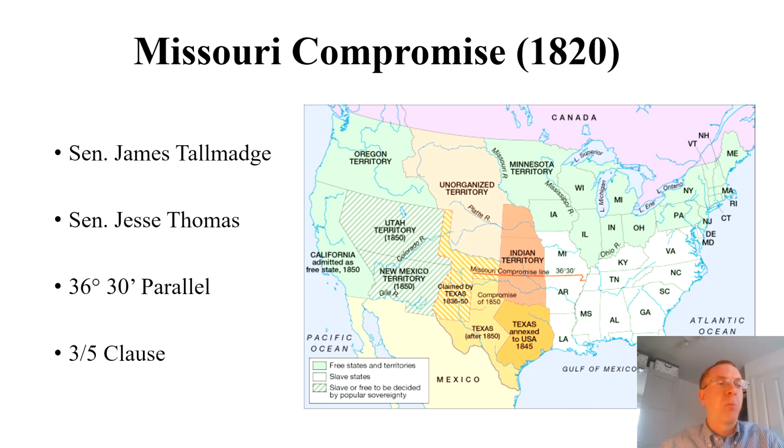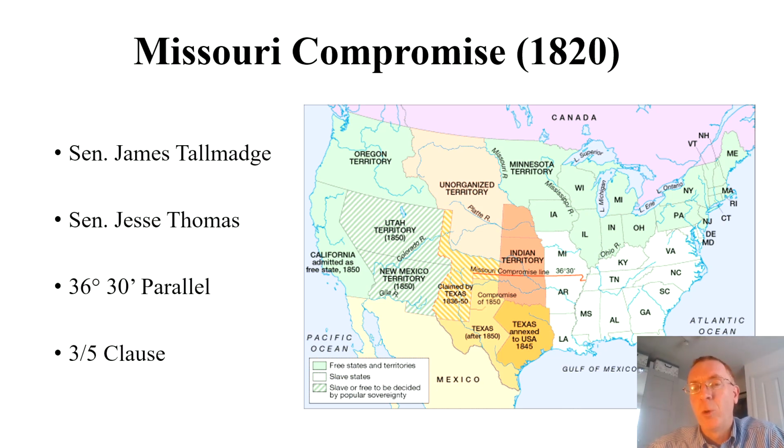Therefore, you would have two pro-slavery senators being added to the Senate, as well as two anti-slavery senators. Brilliant. We've maintained the balance. We've stopped a war from breaking out. Yeah, for now. The Missouri Compromise line was also created as a result of the Missouri Compromise. This is the 36°30' parallel, it's also called.